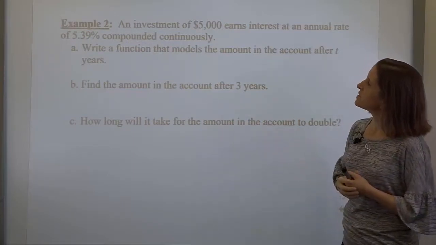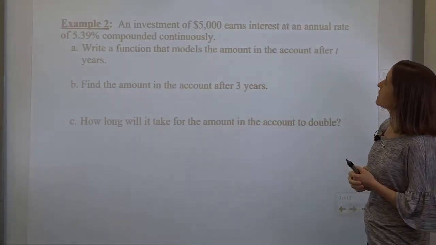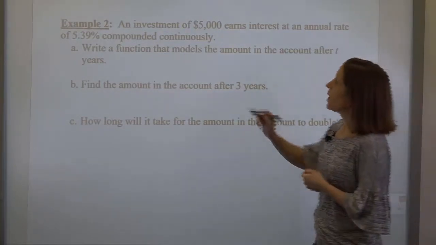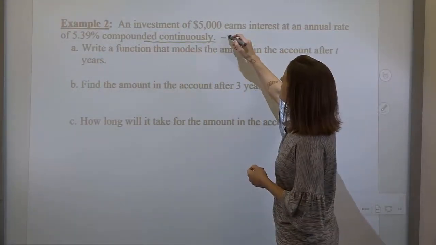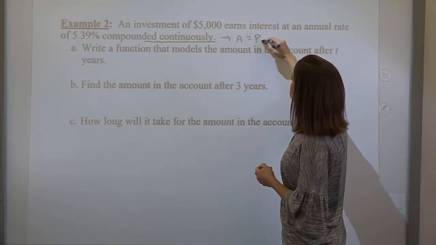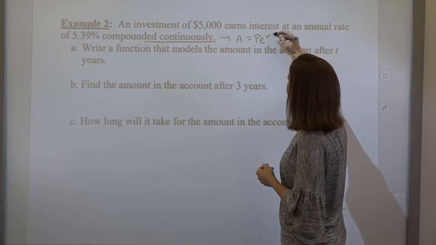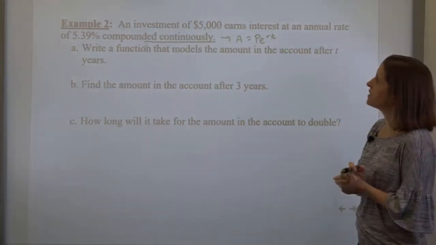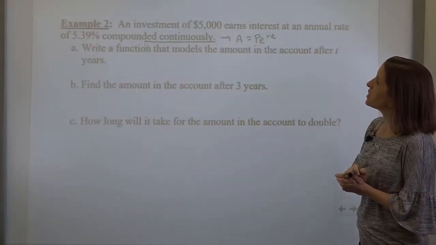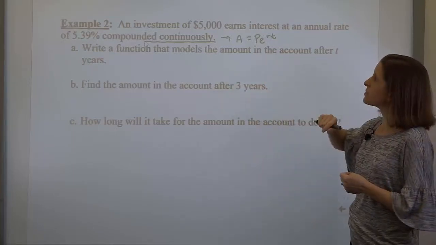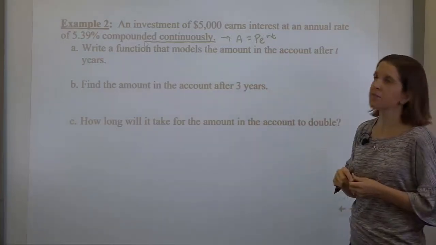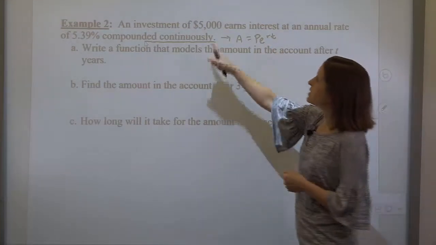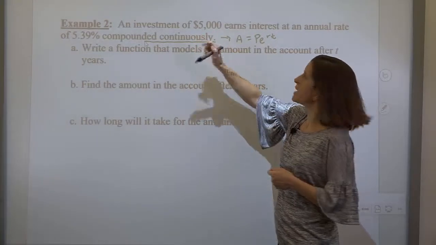But this is the time while we're learning e's and ln's to kind of recap this so you're ready when we get there. So this says an investment of $5,000 earns interest at an annual rate of 5.39% compounded continuously. As we read, the compounded continuously is what tells us that we are using A equals P e to the rt. That is a formula that you are going to need to know and that will not be provided. And then we are supposed to just write a function.